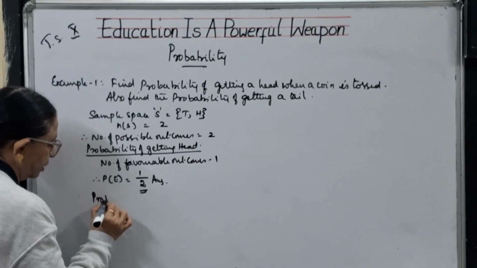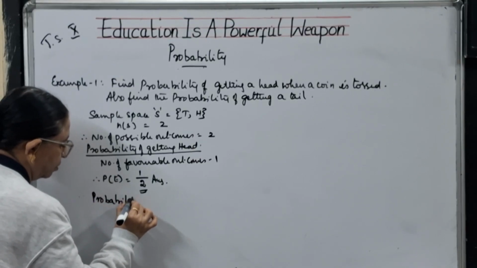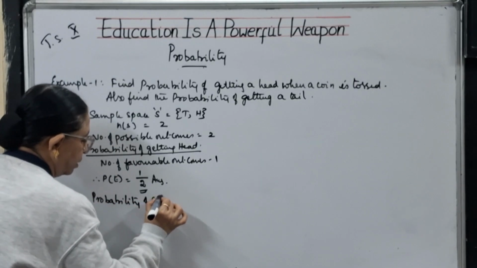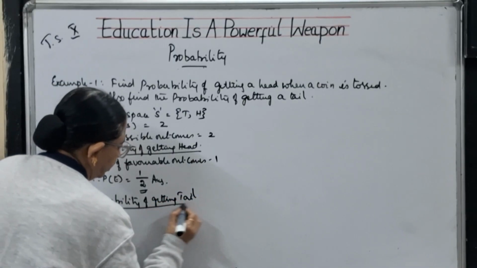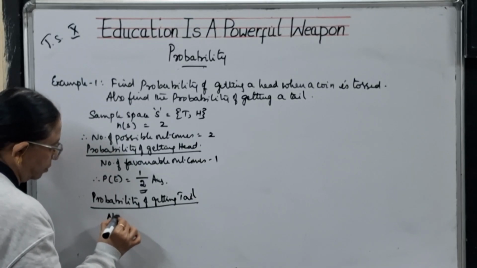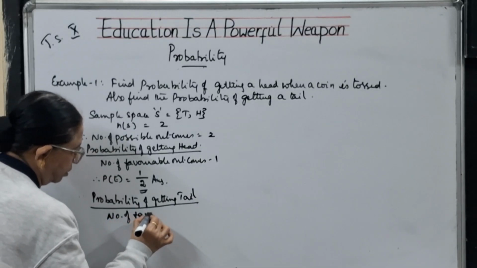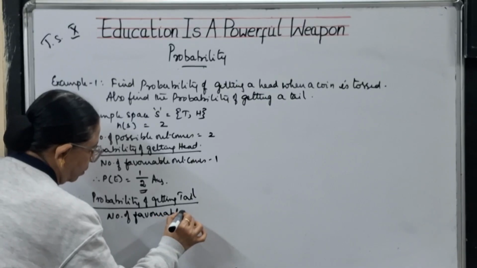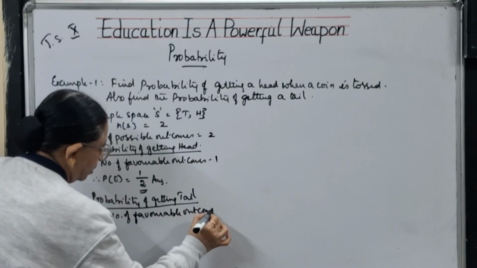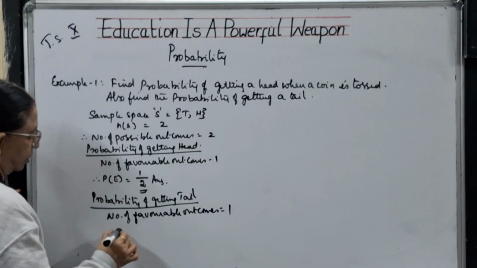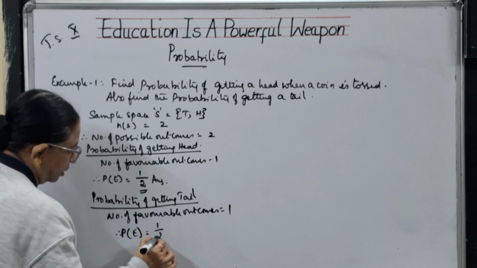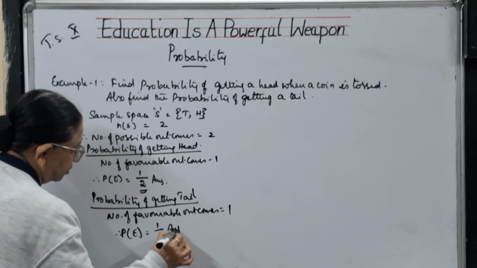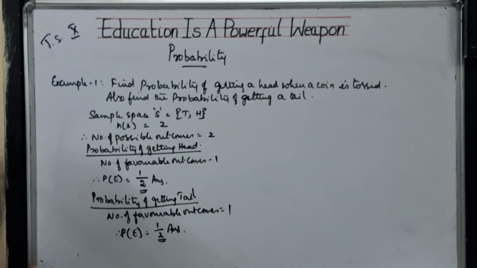Similarly, probability of getting tail. Here also, for probability of getting tail, the number of favorable outcomes is one only. So, therefore, the probability of this event is also nothing but 1 by 2. This is the answer. So, see children, here there are only two, that is the sample space already.